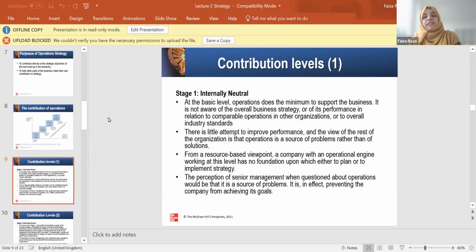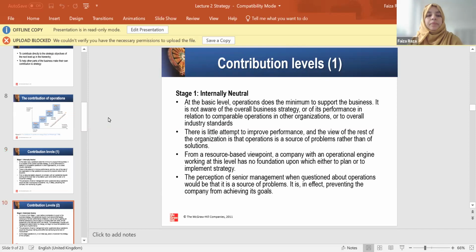Okay, so as I said, at this stage you are doing the basic problem solving. There is little attempt to improve performance, and the view of the rest of the organization is that operations is a source of problems rather than of solutions. From a resource-based viewpoint, a company with an operational engine working at this level has no foundation upon which either to plan or to implement strategy.